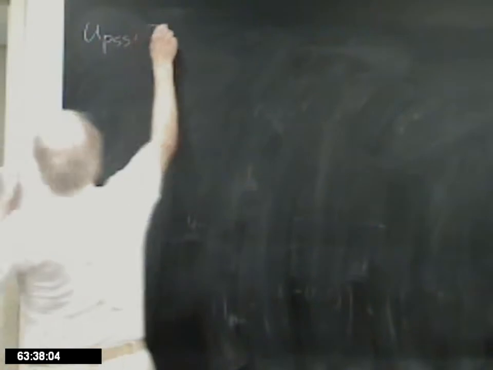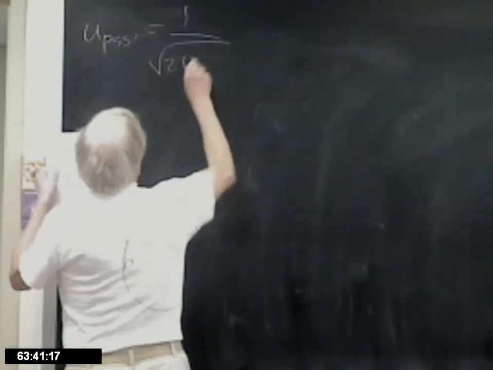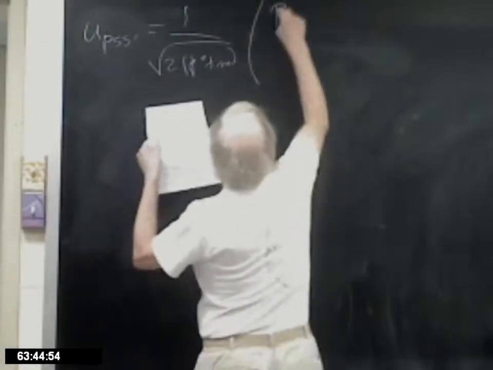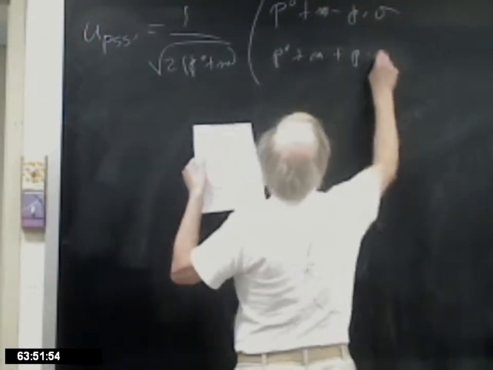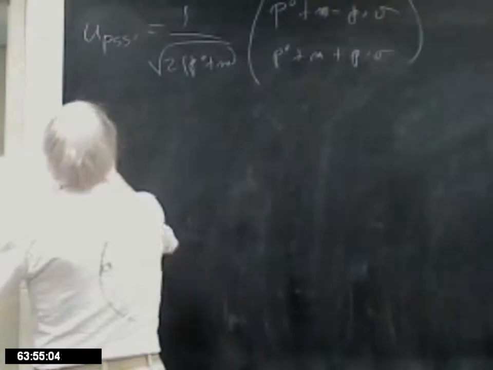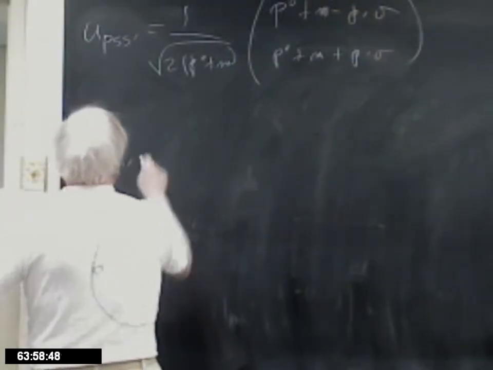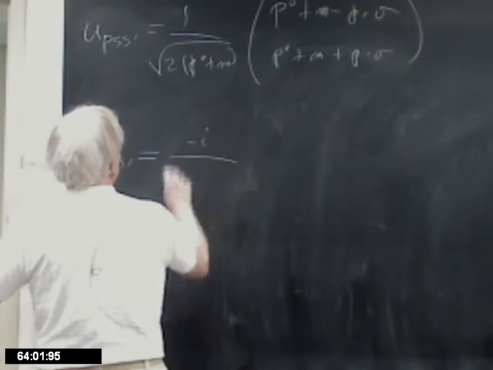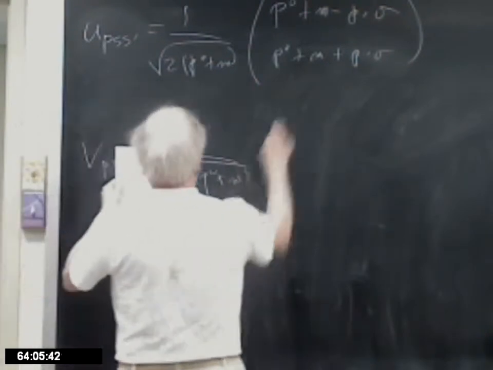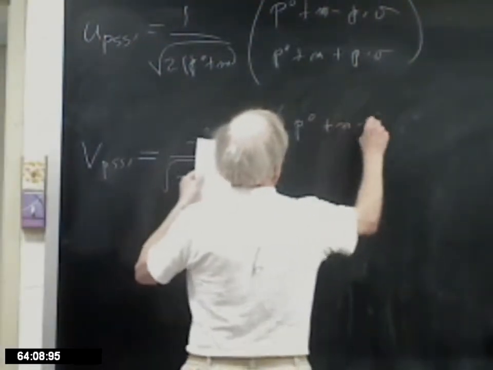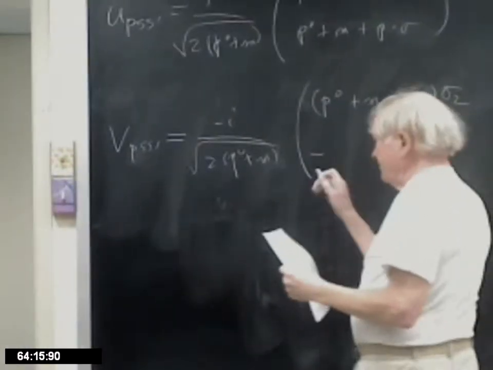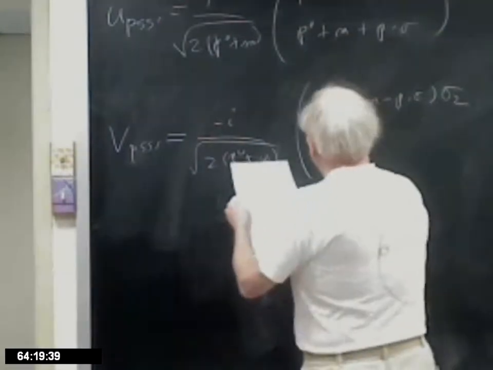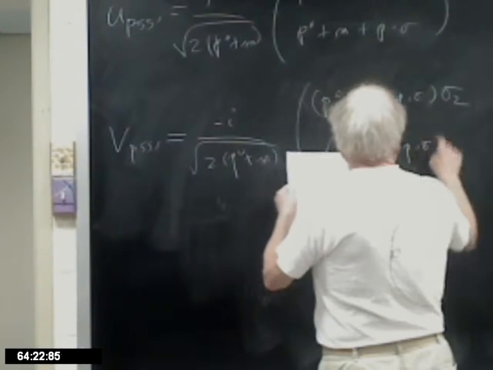And so this u of p, s, s prime is 1 over the square root of 2 p0 plus m, times p0 plus m minus p dot sigma, p0 plus m plus p dot sigma. And v of p, s, s prime is minus i over the same square root of 2 p0 plus m, times p0 plus m minus p dot sigma, sigma 2, and there's the minus from the D minus, p0 plus m plus p dot sigma, sigma 2. All right.